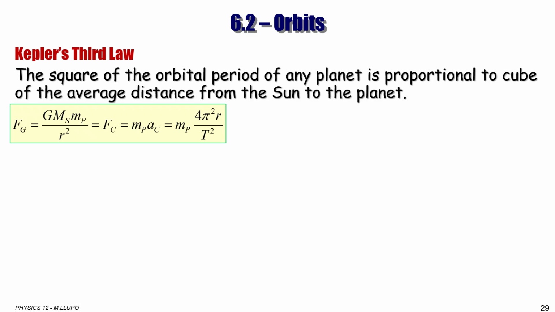Centripetal acceleration is equal to 4π²r over T². As we rearrange this equation for T², we get T² is equal to 4π² over GM times r to the power of 3. This is the mathematical representation of Kepler's third law.